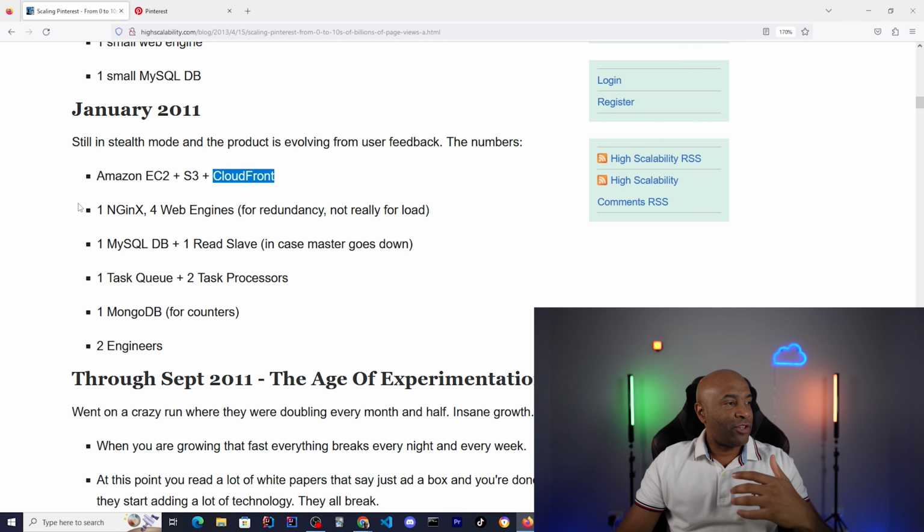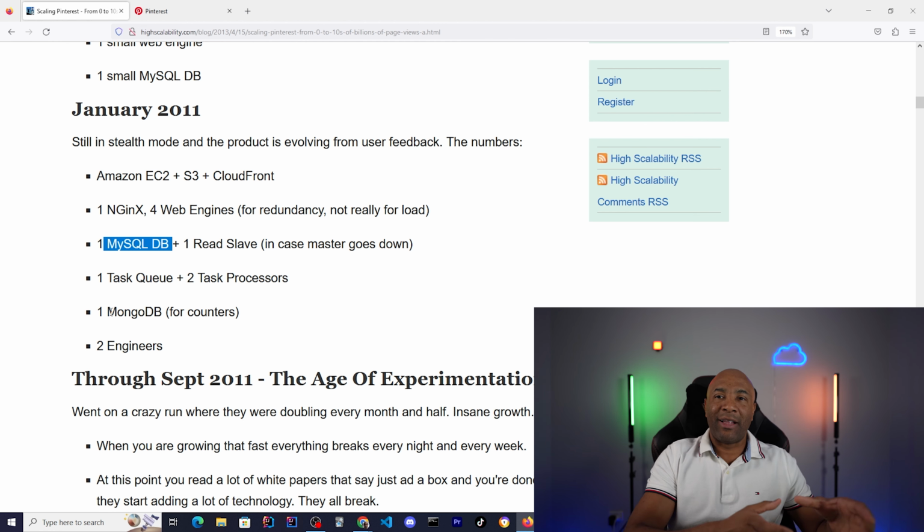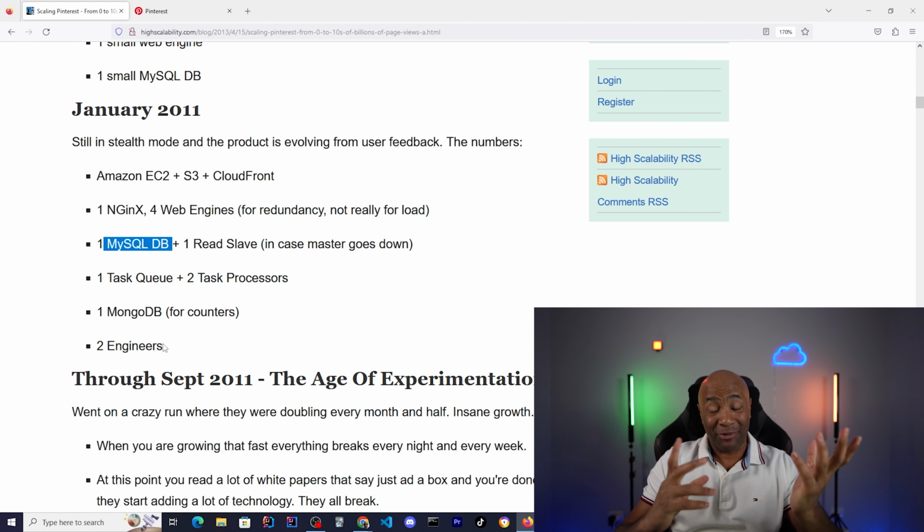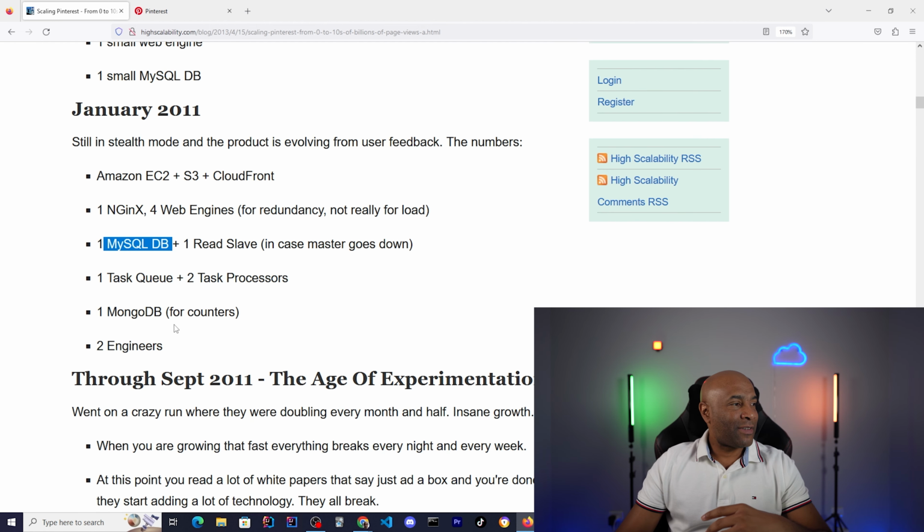They also had 1 Nginx, 4 web engines, that's the web servers, 1 MySQL database, 1 master and 1 slave, 1 task queue, 2 task processors, and 1 MongoDB for counters. Now they have added MongoDB to the database landscape, and now they have 2 engineers. So they doubled the engineer count from 1 to 2. And yeah, just a good advancement.